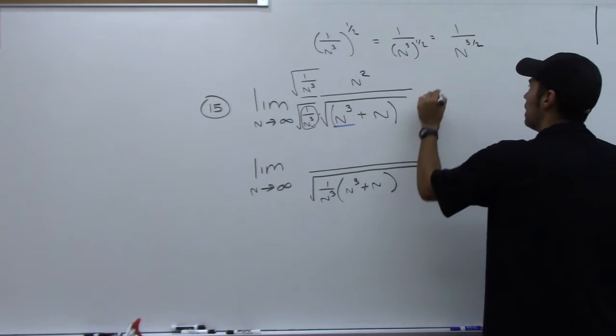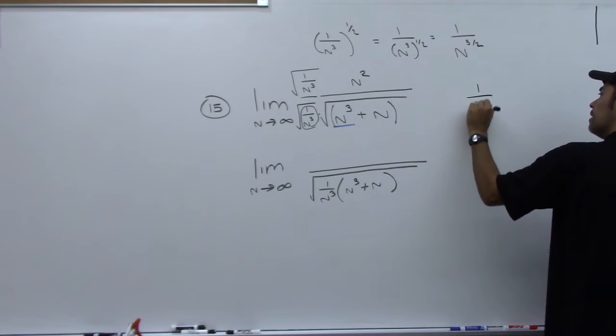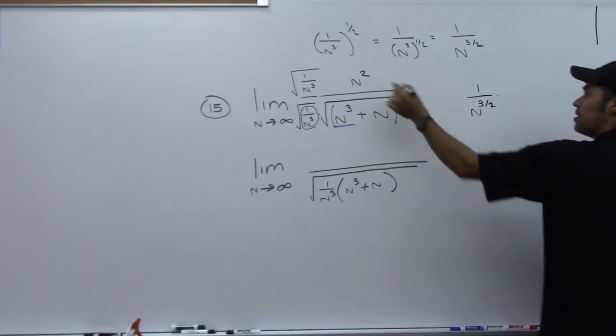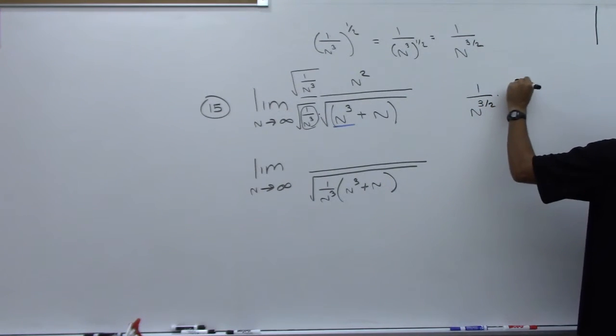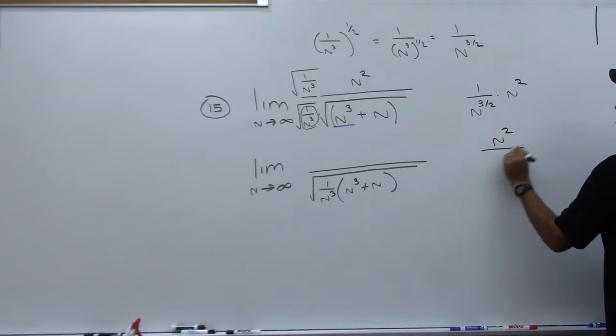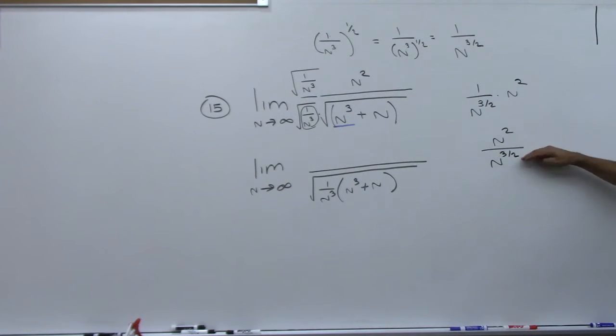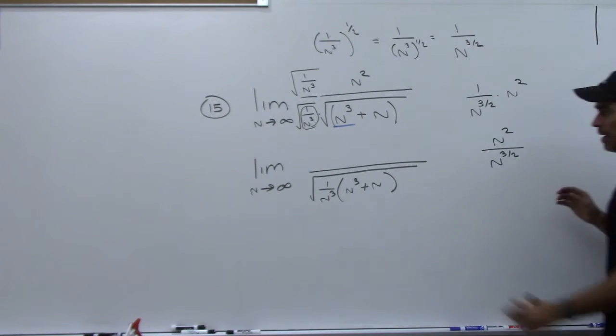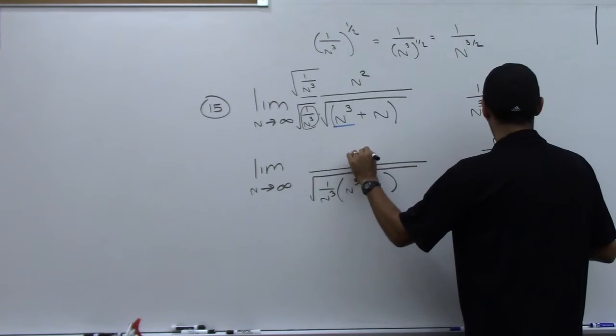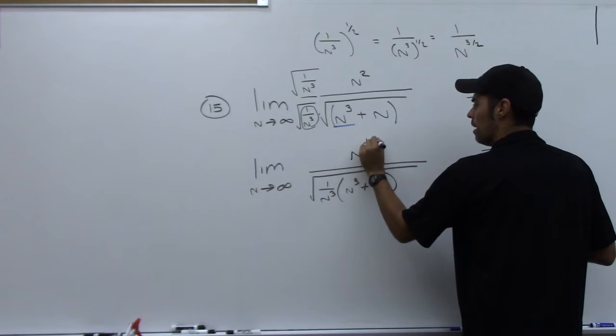And so I'm taking 1 over n to the 3/2 times n squared, which is the same as n squared over n to the 3/2. And then I subtract powers. 2 take away 3/2 is going to be 1/2. So the top is just n to the 1/2.